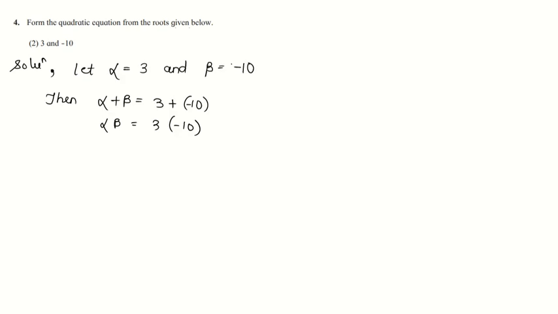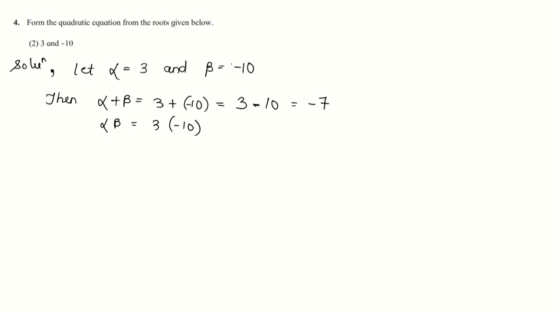So here let alpha be equal to 3 and beta be equal to minus 10. If we do that, we will first need to find the value of alpha plus beta. That is, alpha is 3 plus beta is minus 10. Solving this further, 3 plus into minus is minus 10, and here we get the value as minus 7. So alpha plus beta we have minus 7.